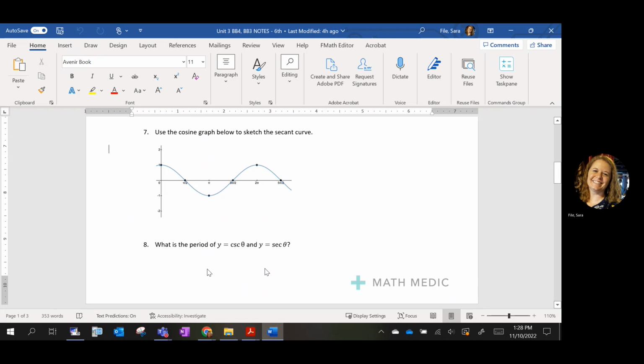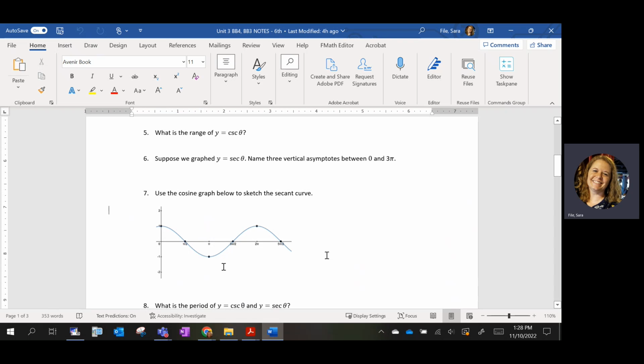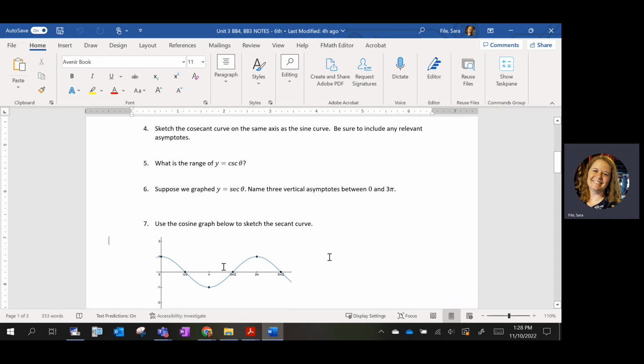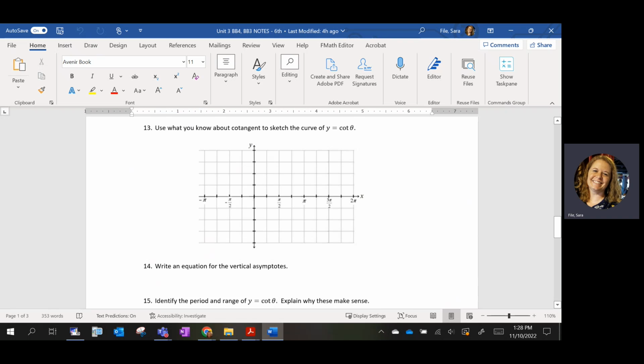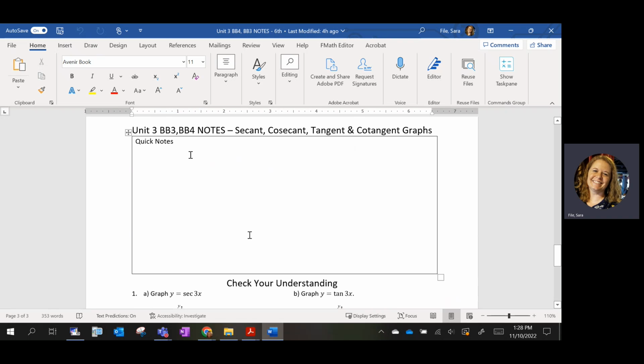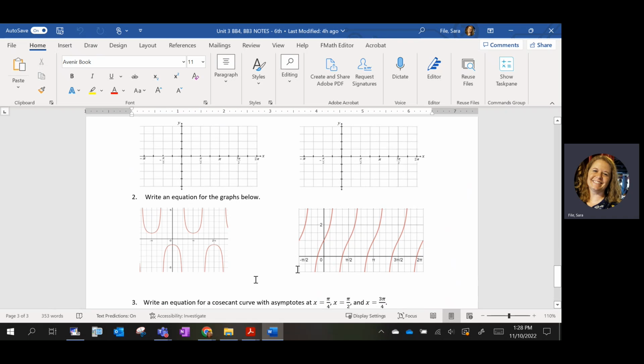The periods. Okay, so I'm going to give you all a couple more minutes to finish that out, and then we're going to go to the front of that second page I handed you. It has the blank space here for quick notes, and then some check for understanding.